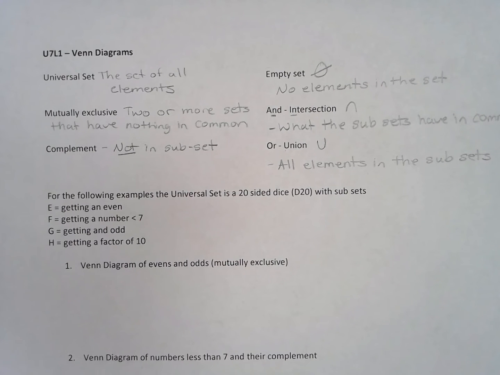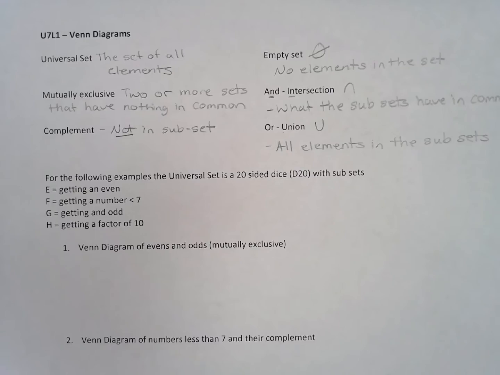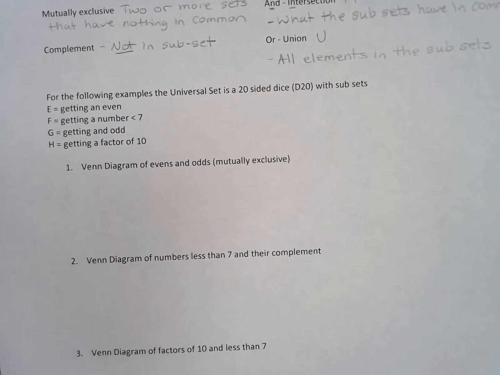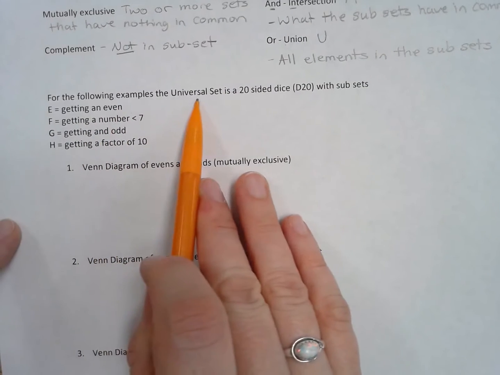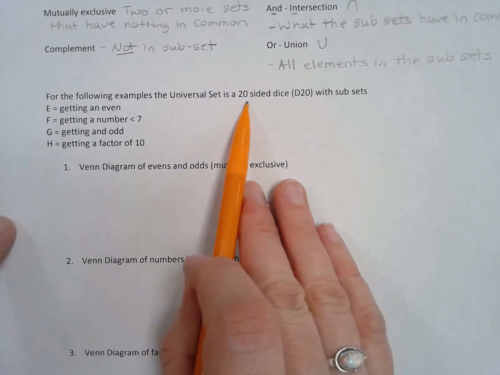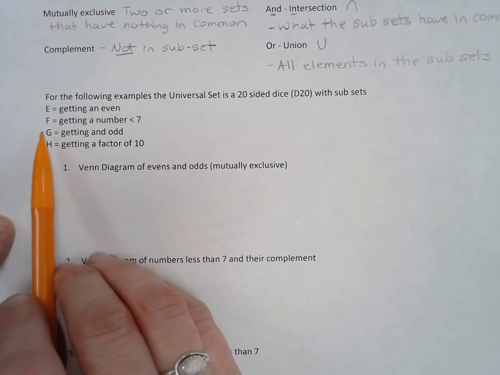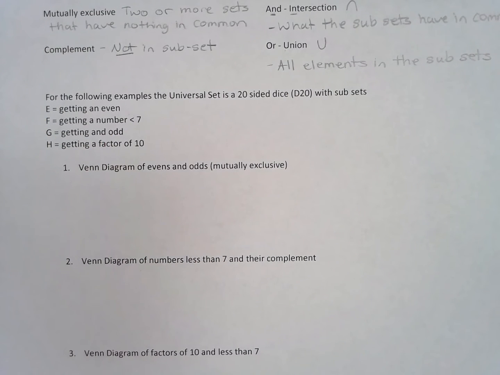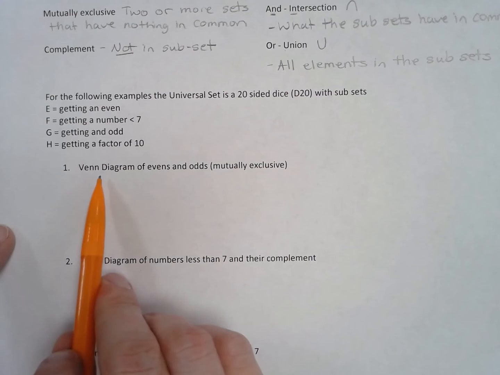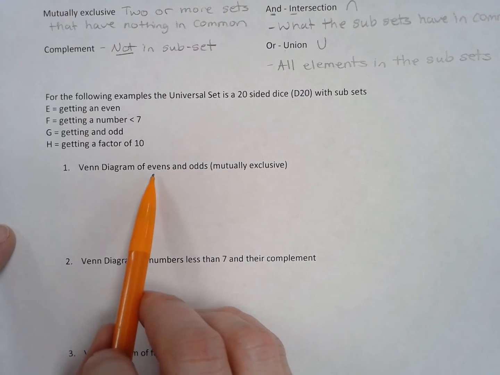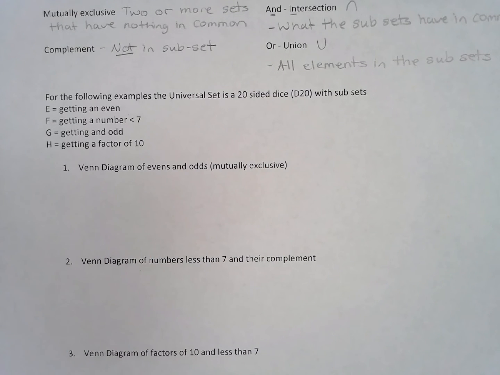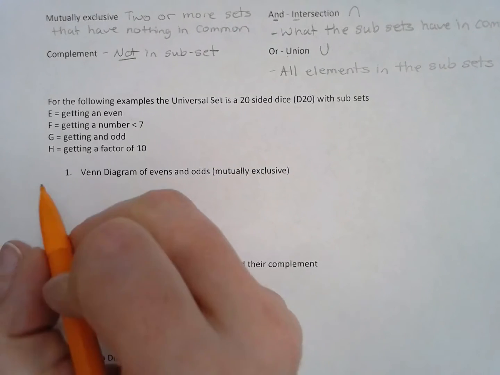So we're just going to be looking at subsets today of our sample space. Remember, our sample space is this D20. So in the following examples, the universal set is a D20. And we're going to have these subsets, and we've already named them based on what the subset is. So we can draw a Venn diagram in order to describe these events. So let's start.